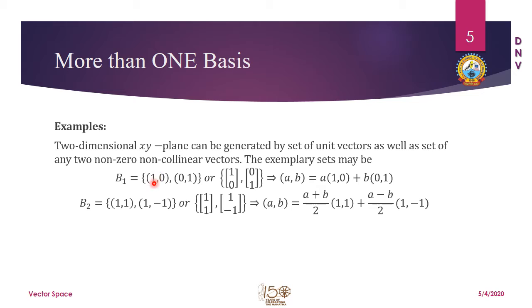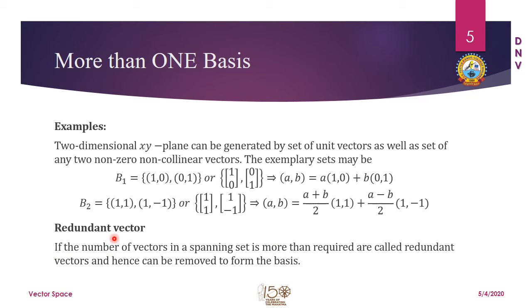So how can this number of components become the dimension of the vector space, or can it be less than the number of components? That will be more clear in the coming examples. If the number of vectors in a spanning set is more than required, they are called redundant. That we have already taken up in the previous lecture.